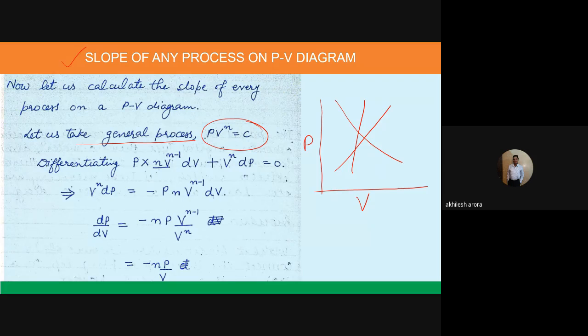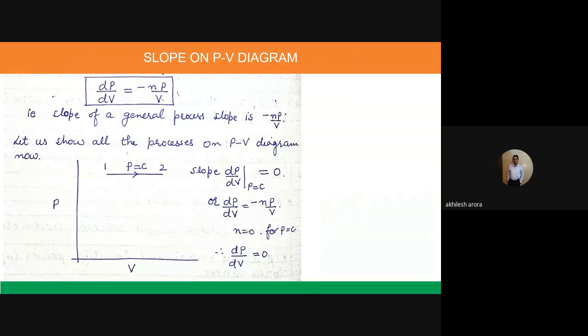So we can differentiate this particular equation. Differentiation is already known to you. So what is the slope value? It is equal to dP by dV, and for dP by dV the value comes out to be minus nP by V. So dP by dV is equal to minus nP by V. This is the slope of any process on a PV diagram. You can consider any process actually. So slope of a general process is minus nP by V.